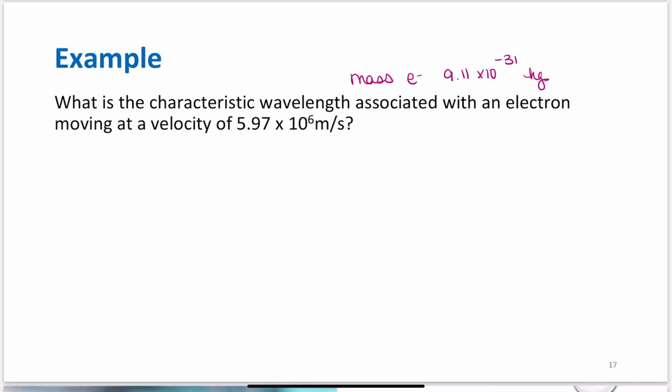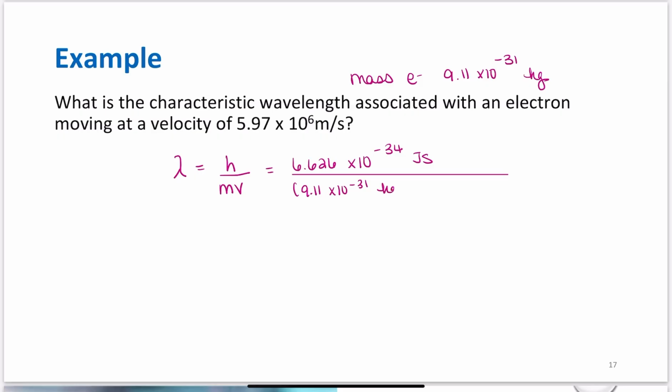But again, you need this in kilograms because of the way the equation is derived. Okay. So my de Broglie equation, you do have to know your de Broglie equation. De Broglie equation is Planck's constant over mass times velocity. You know your Planck's constant, 6.626 times 10 to the negative 34 joule seconds. We've got our mass of our electron, 9.11 times 10 to the minus 31st kilograms. And our velocity here is given, 5.97 times 10 to the 6th meters per second.